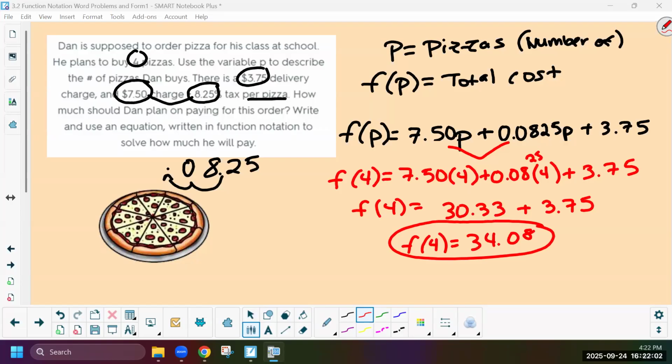So let's think about how we can rephrase this. If Dan plans on buying 4 pizzas, he will pay $34.08. That's pretty cheap for 4 pizzas. Okay, luckily for you guys, there will not be one like this on your formative or your summative with the percents, but I did want to show you one just in case on MCAP you happen to see one with the percents. Just know that tax and the charge of the pizza are the per pizza.